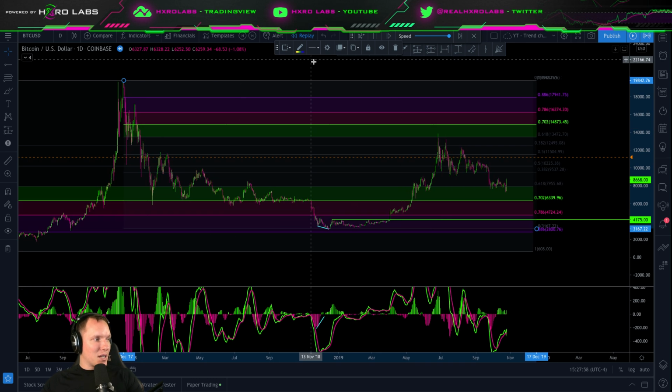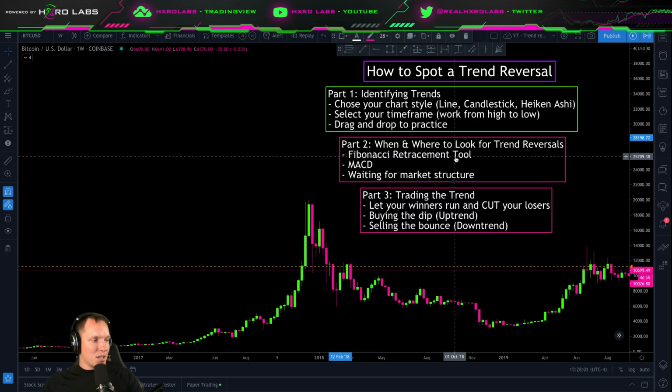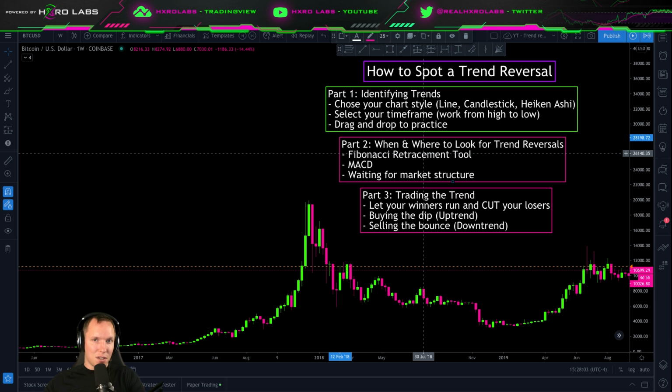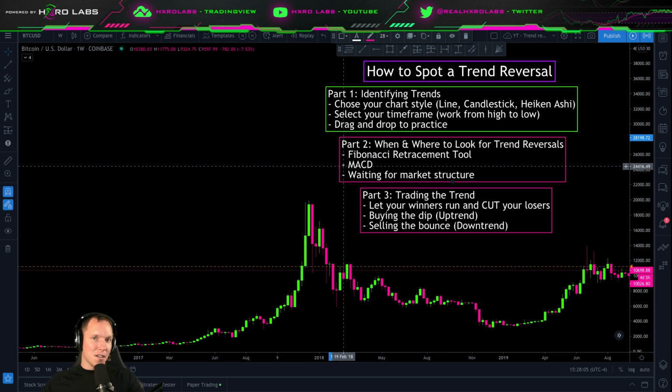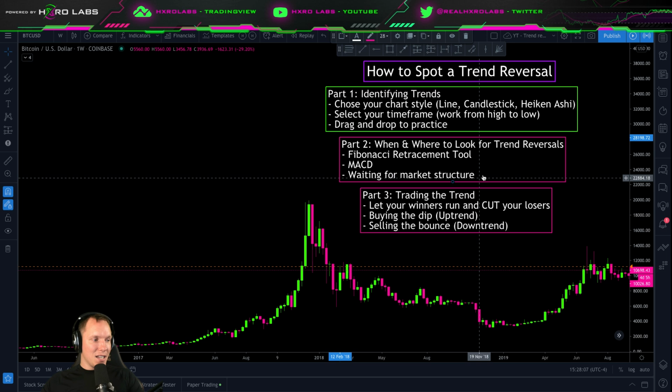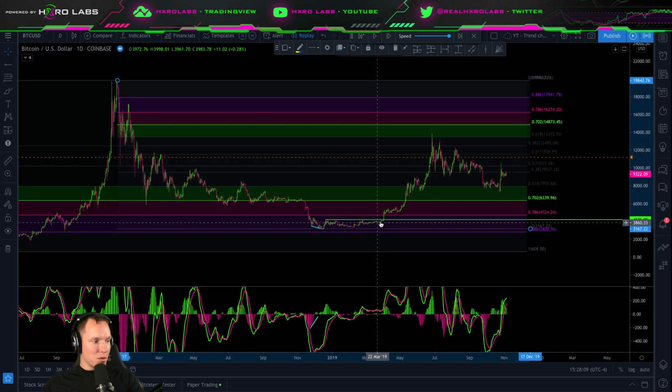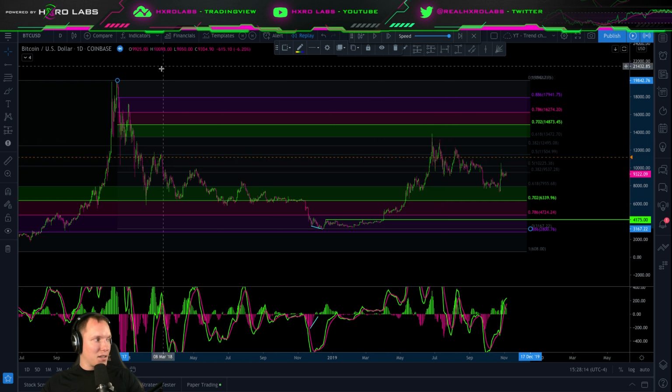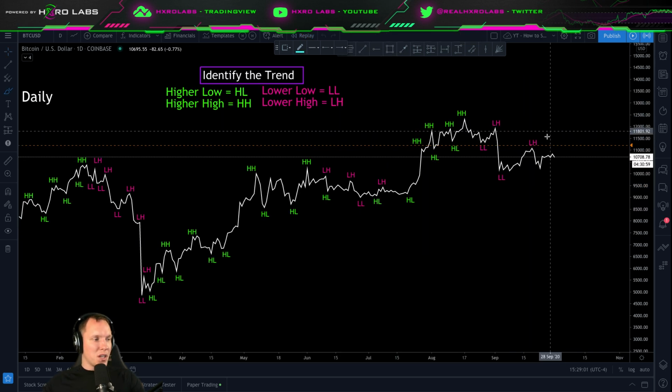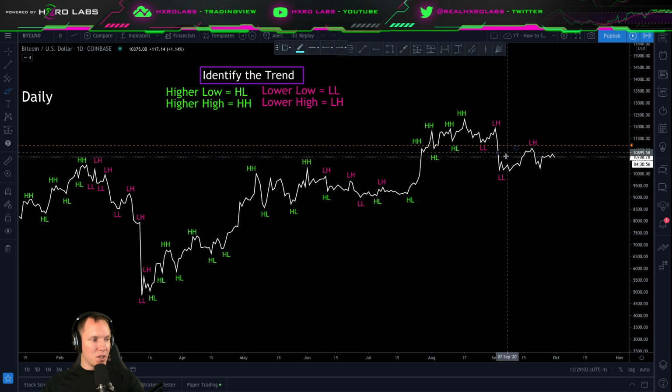But really simply, guys, I want you to just remember the Fibonacci retracement tool can give you a location on the chart. The MACD can give you a sense of momentum on the chart, and then waiting for that market structure, waiting for that higher high to come in. In this case, waiting for that lower high to come in. And as far as today's price action goes, waiting for confirmation of this daily trend.